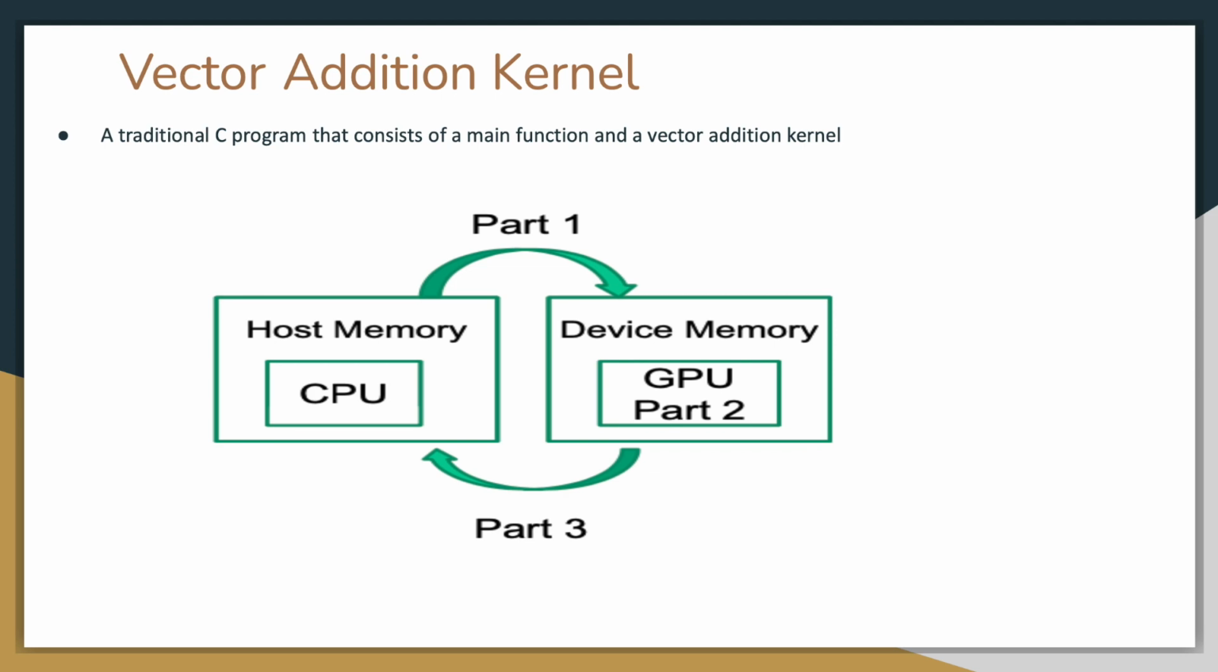So now we're just going to do a vector addition kernel. It's just a traditional C program that consists of a main function and a vector addition kernel. So part one is moving host memory to device memory, the GPU. Part two is the operations on the device. And once we finalize those, we move on to part three, which is basically transferring the data in the GPU memory back to host, where we can print the results in our Google Colab.